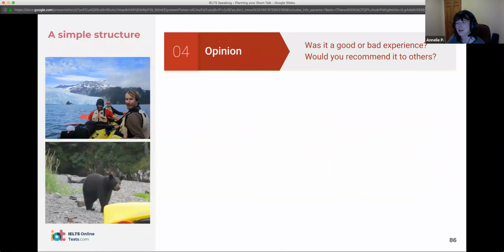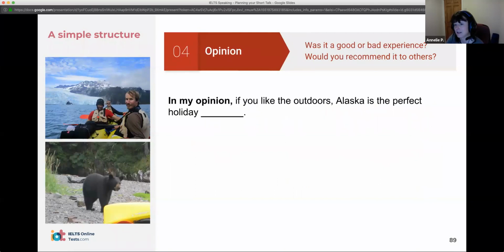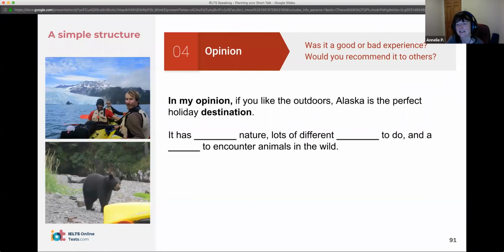Then we're going to give our opinion of the event. So was it a good or bad experience? Would we recommend it to others? So again, a linking phrase to introduce what we're doing. In my opinion, if you like the outdoors, Alaska is the perfect holiday destination. It has lots of, abundant, very nice. An abundance of, yes, we could say that.